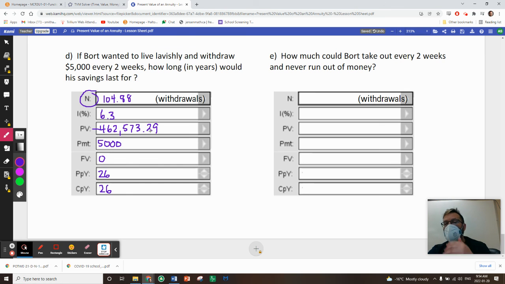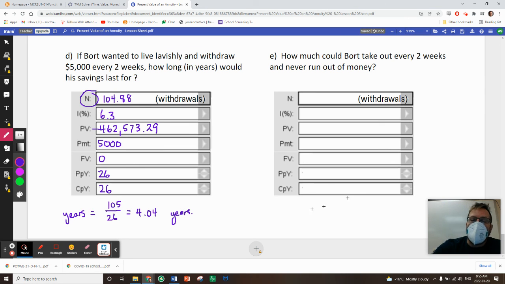We got to remember this is a bi-weekly question, so that represents 105 2-week periods. If you want to get the years, you take that 105, 104.88 or whatever, divide it by 26. So I think I was right. That looks like about 4 years. 105 divided by 26. Basically, it's like 4.04 years, just over 4 years. You got to be smart with your money when you're living off of it. It can really, as you guys can see, 20 years now is now 4.